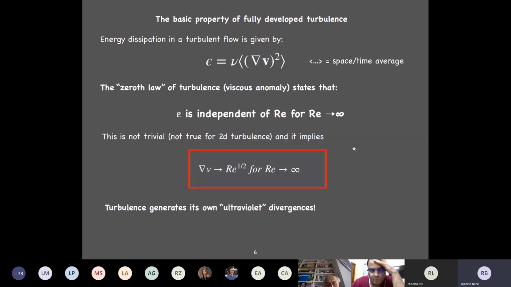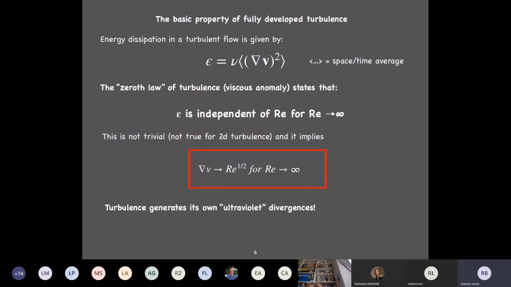According to this rule, what we observe is that the field theory described by the Navier-Stokes equation for turbulence is probably the only field theory which generates its own ultraviolet divergence. You don't need any noise or external fluctuations to have large gradients. The gradients become large because of the internal dynamics of the system. And this is something that we need to explain, or put as a fundamental requirement in any theoretical as well as experimental investigation.